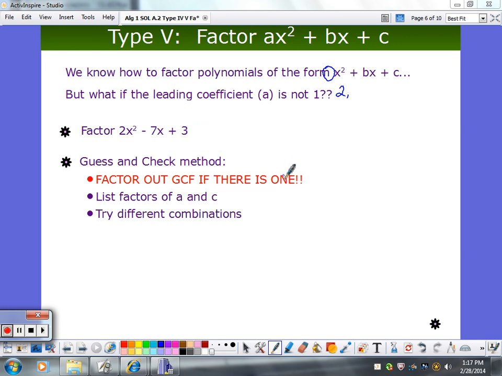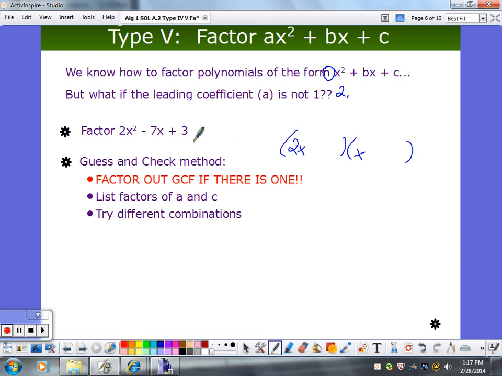So again, I was talking about way back when I learned how to do this. This is the only method they taught us, and it's guess and check. What you do is you basically reverse FOIL it. What do I have to do to get here? So you think about, well, I multiplied 2 binomials. The only way to get a 2x squared is if I had a 2x and an x, right? Because the only factors of 2 are 2 and 1.